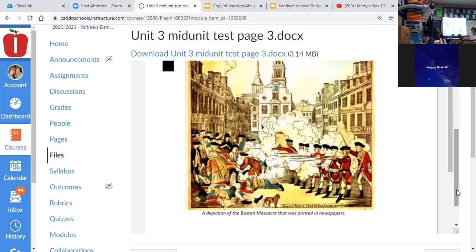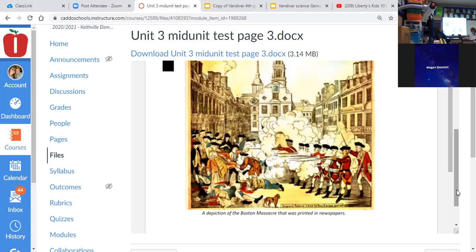Why would he make the image? Why would Paul Revere make the image look so much more horrific, so much more violent than what it actually was? Only 5 people died at the Boston Massacre, but look at that picture. It looks like more than 5 people are going to die, right?